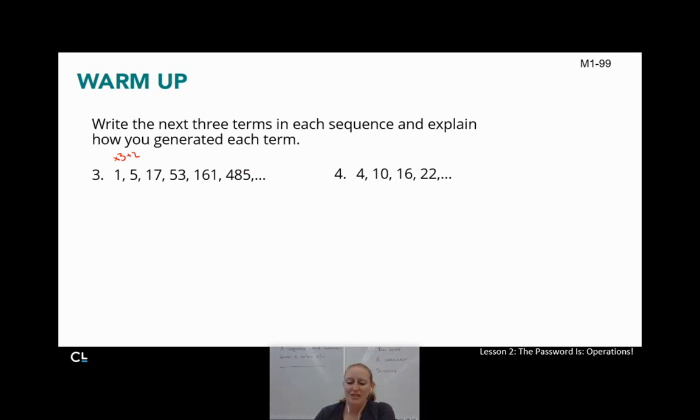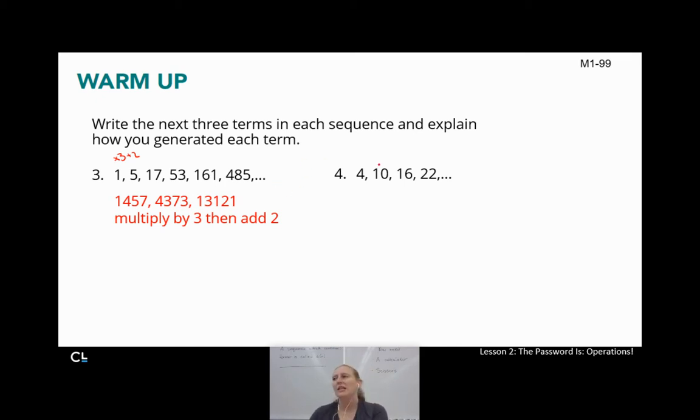But that means for the next one, 161 times 3 add 2 means that the next term is going to be 485. Then 485 times 3 add 2, I get 1,457. Then 1,457 times 3 add 2, I get 4,373. This is why you need a calculator. So yeah, I had to multiply by 3 and then add 2. I had a super hard time with this warm-up. You probably did too. Sorry.